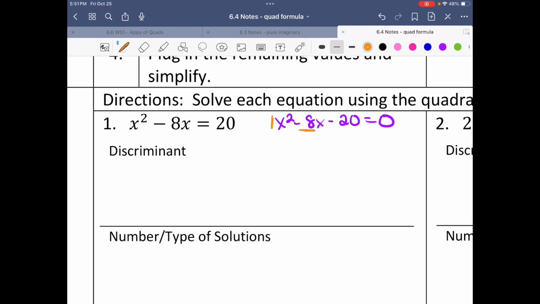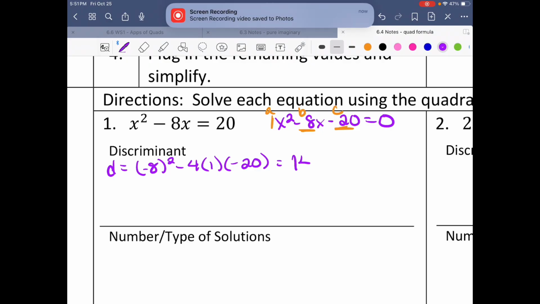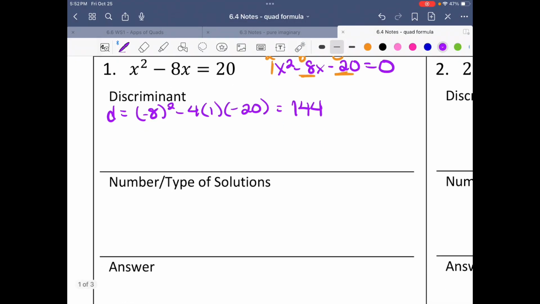Identify your A, B, and C. A is 1, B is negative 8, C is negative 20. Find the discriminant. Discriminant is B squared minus 4AC. Okay, 144 is positive, and it's a square, so that tells me we're going to have two real rational solutions.